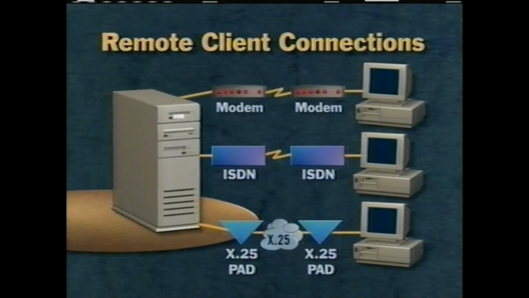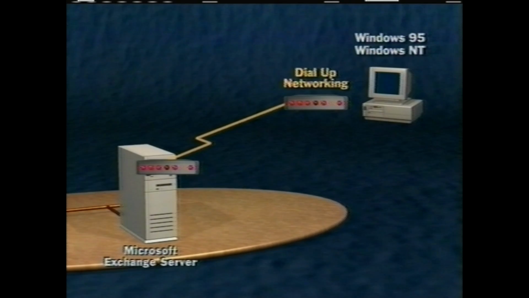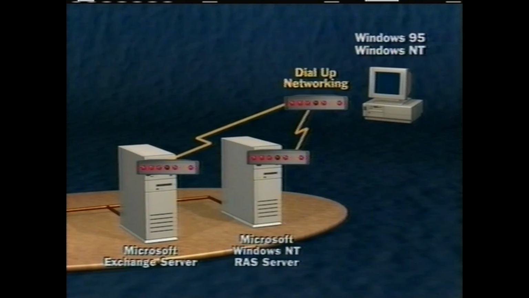Planning also involves making decisions on hardware and software, such as remote access software, modems, ISDN, or X.25 lines. The method used for remote connection to a server will depend on the operating system the client is using. A Windows NT client uses the Remote Access Service, or RAS, built into the Windows NT operating system. Windows 95 uses similar dial-up networking to connect to the Microsoft Exchange server.